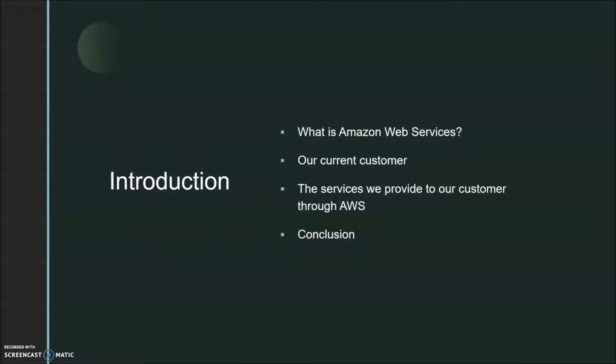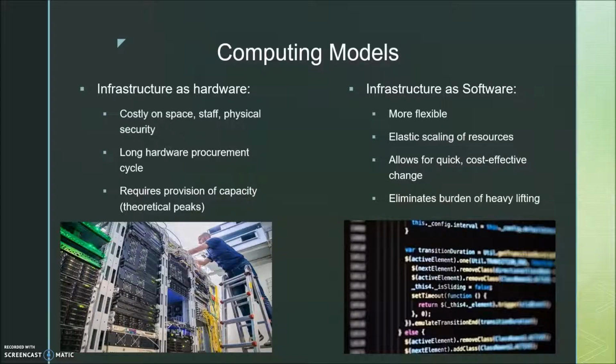In this presentation, we'll discuss a number of topics, such as what is an Amazon Web Service, who our current customer is, the services we provide to our customer through AWS, as well as a conclusion, which will recap what has been discussed here today. To begin, I will discuss computing models, specifically two computing models, which are infrastructure as hardware and infrastructure as software. I will highlight the differences between these two computing models and explain why one may be a superior solution when designing your computing environment.